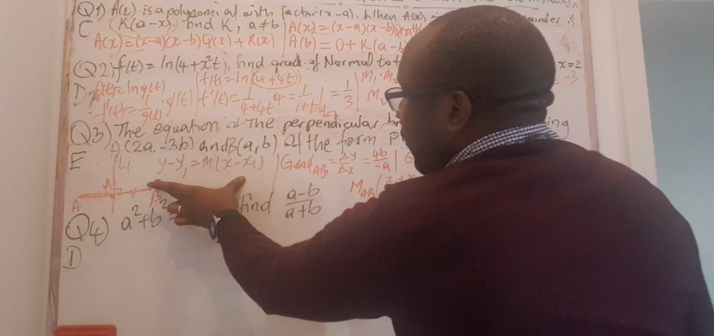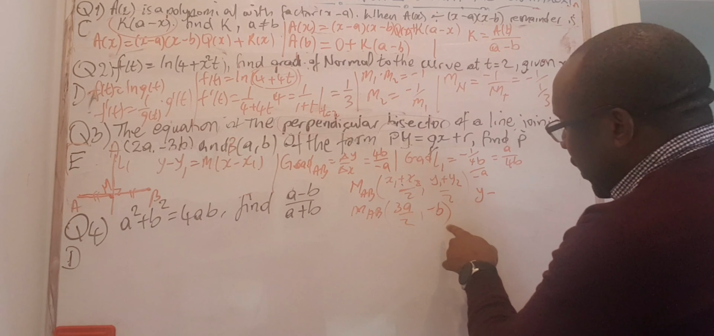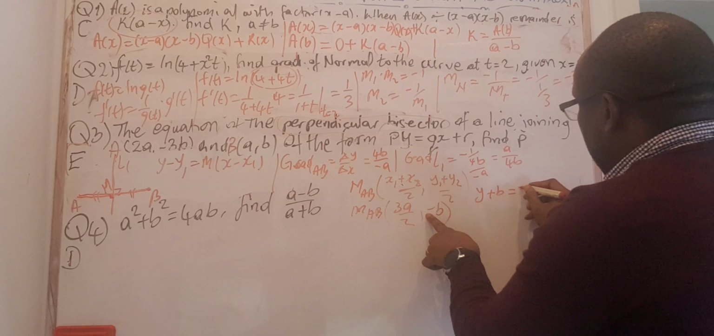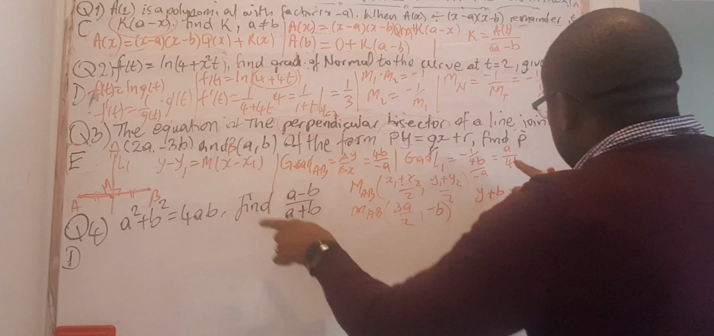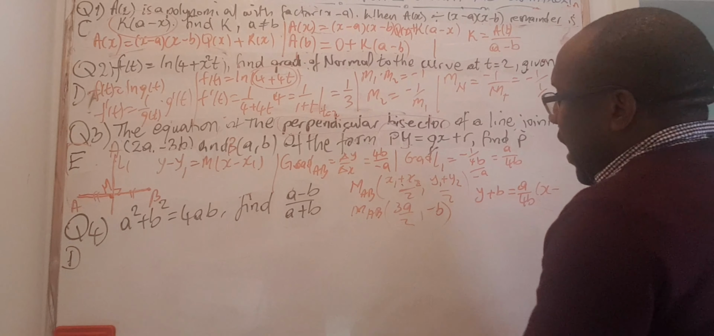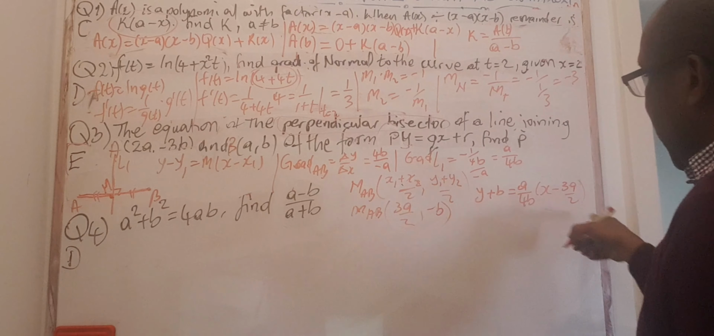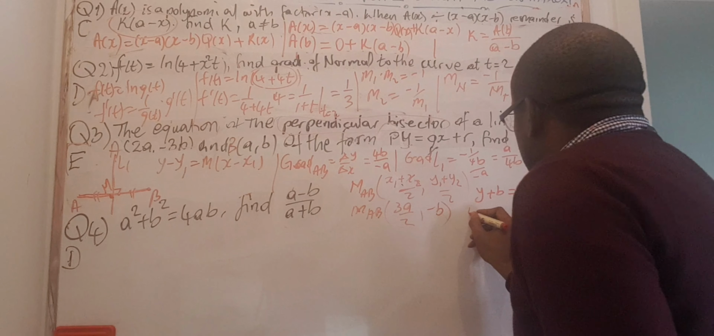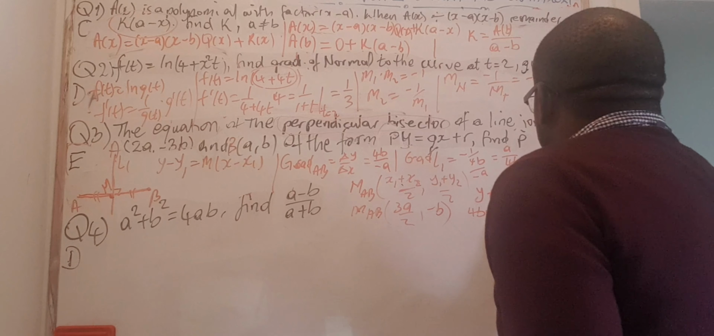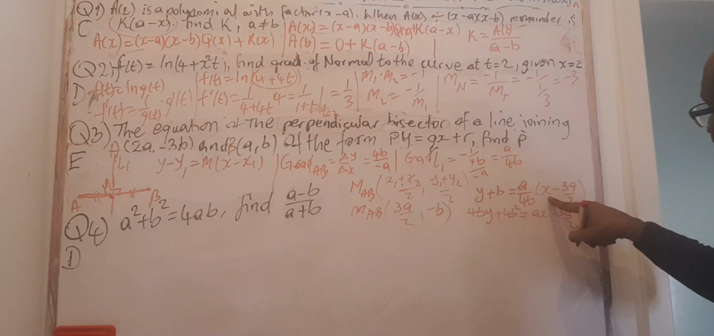So I can just use this formula. That is y here minus y1. This is the point that it goes through, so this minus b becomes plus. My gradient m is given as a divided by 4b, into bracket x minus the coordinate 3a on 2. If you arrange this well, cross multiply by 4b, I'll get 4by plus 4b squared is equal to ax minus 3a squared divided by 2. A times x, a times that.